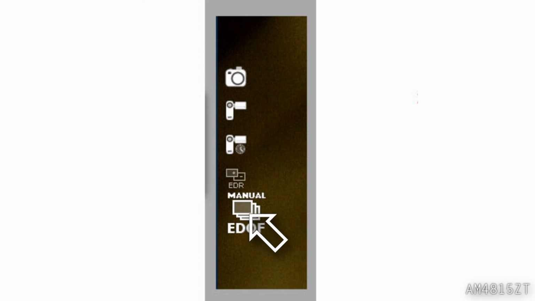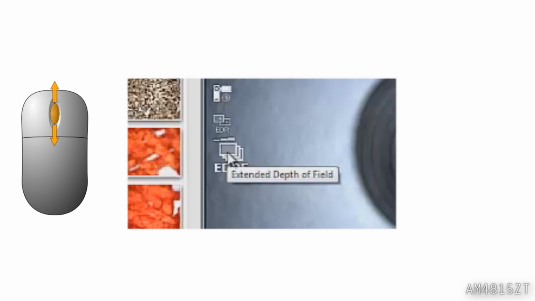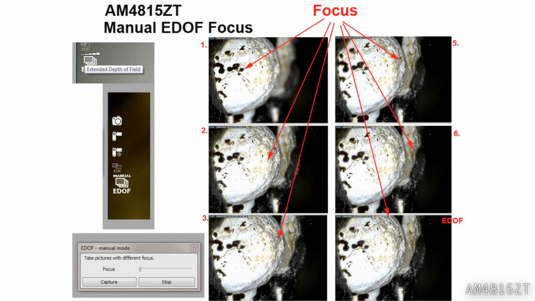Hover over the EDOF button, use the mouse scroll, and cycle to manual mode, then click to open the menu window. Using a mouse to scroll will result in larger gaps. Use keyboard arrow keys to yield smaller incremental focal points and more detailed images.